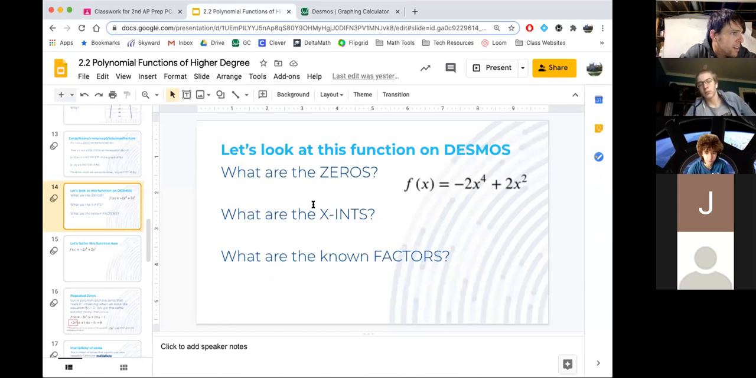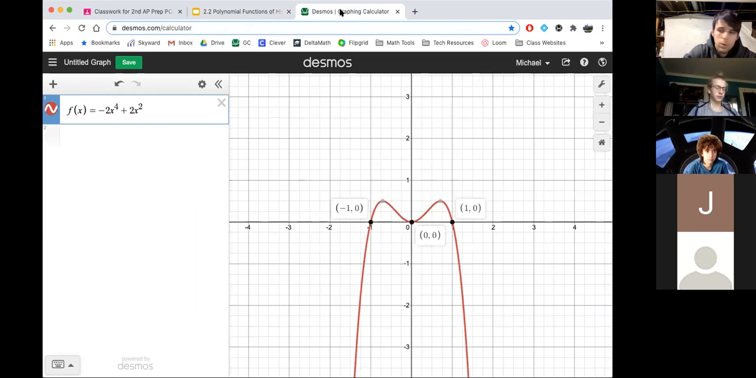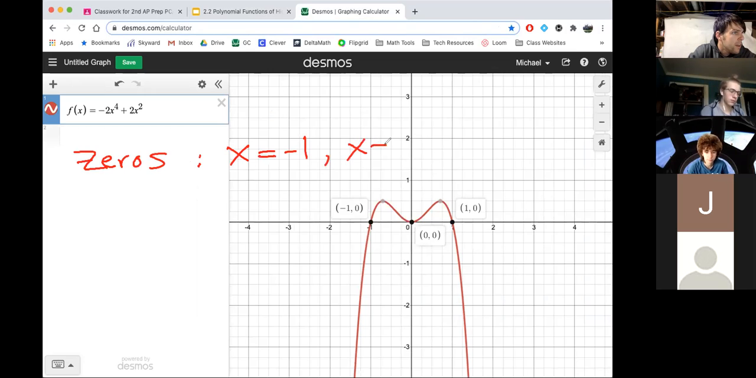What else are we supposed to answer? Okay, zeros, x-intercepts, known factors. Cool. So going through all those things, my zeros, I have x equals -1, x equals 0, x equals 1. All of these numbers are my zeros. That's the same thing as my x-intercepts, except I guess my x-intercepts are coordinates, they're points. So these are my x-intercepts.